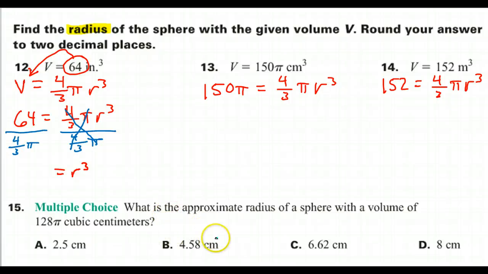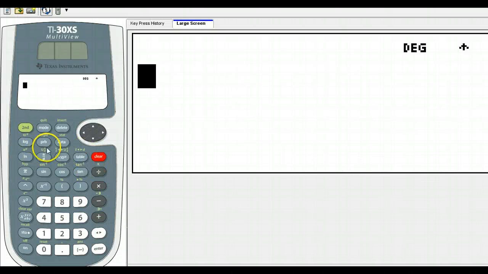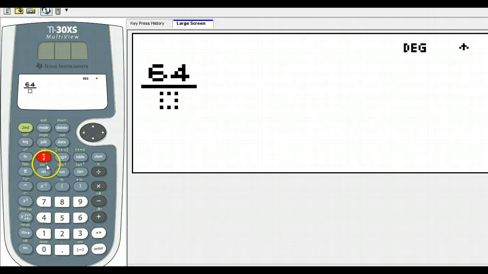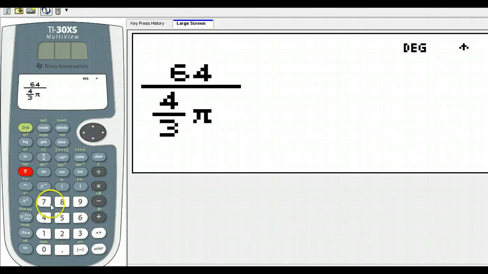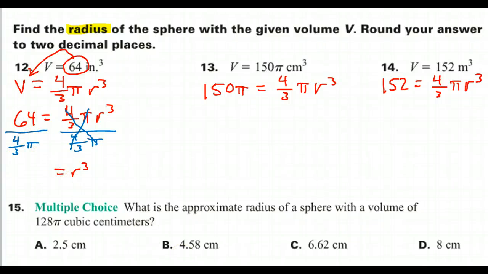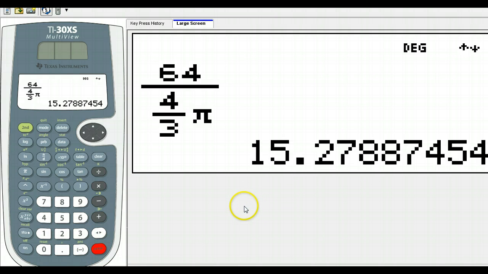So let's see what that is. So 64 divided by 4/3 pi. That shouldn't be hard to type in the TI-30XS MultiView. We do 64 divided by, okay, and then we can make another little fraction and do our 4/3 pi. All right, 64 over 4/3 pi. Let's see what this looks like. Okay, it goes straight to a decimal. So there it is. Now I'm going to go ahead and write this down.